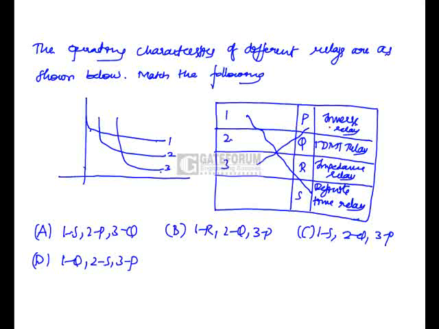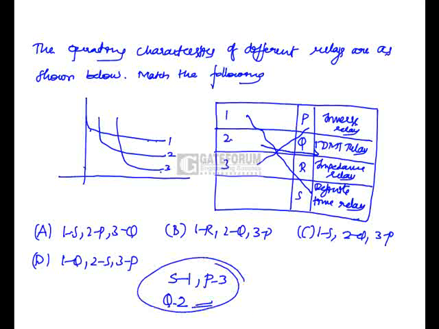What about characteristic 2? 2 is inverse plus definite time relay. So this is inverse definite minimum time relay, that is Q, IDMT. So S is 1, P is 3, whereas Q is 2. This is the correct option.